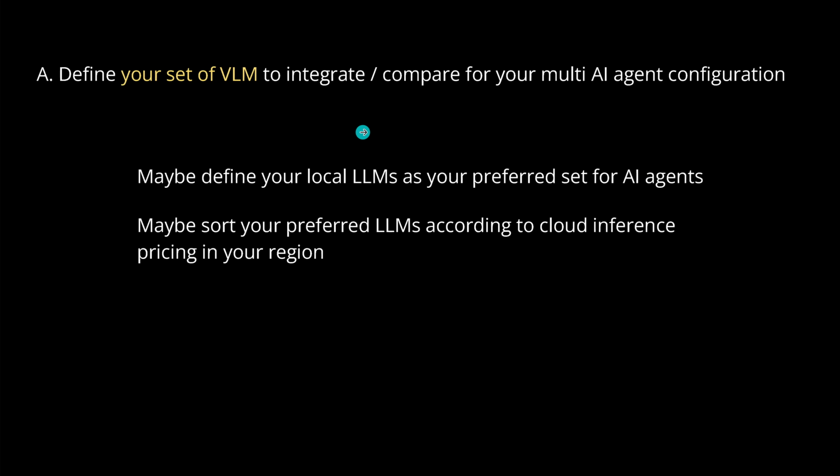So if we apply this now for our own, first you define your set of vision language models you want to integrate, you want to compare for your multi-AI agent configuration given your specific task. So maybe you define your local LLMs that you have on your machine, or whatever you have in your particular cloud, as your preferred set of AI agents. Or maybe you sort your preferred LLM according to the cost, to the pricing here for cloud inference in your region. So however you define your set of LLMs or VLMs, this is up to you.